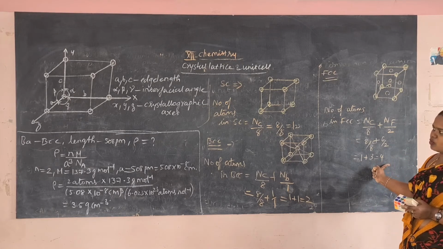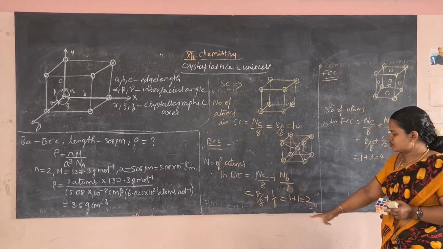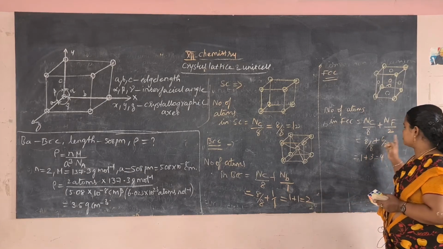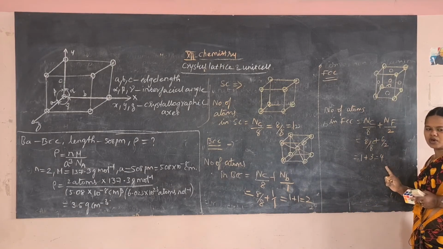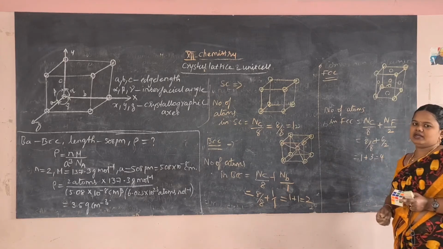This can be asked in one word. Number of atoms in simple cubic is 1. Number of atoms in body-centered cubic unit cell is 2. The number of atoms in face-centered cubic unit cell is what? 4. So here you can accommodate 4 atoms.